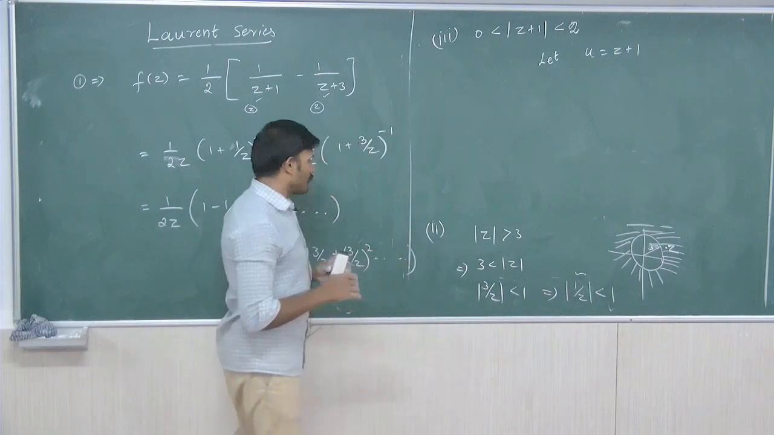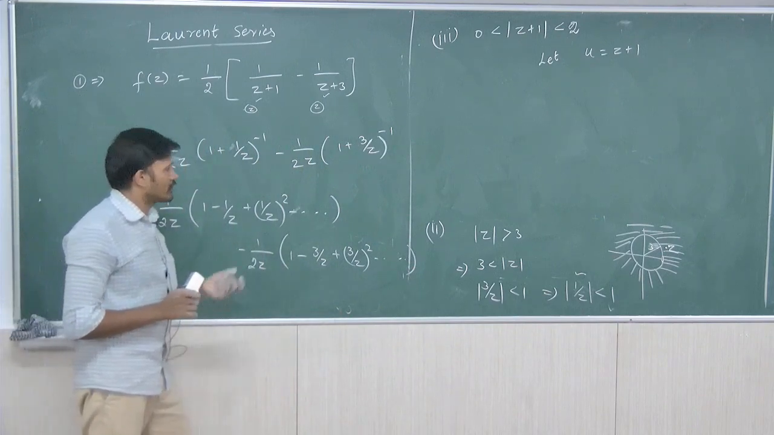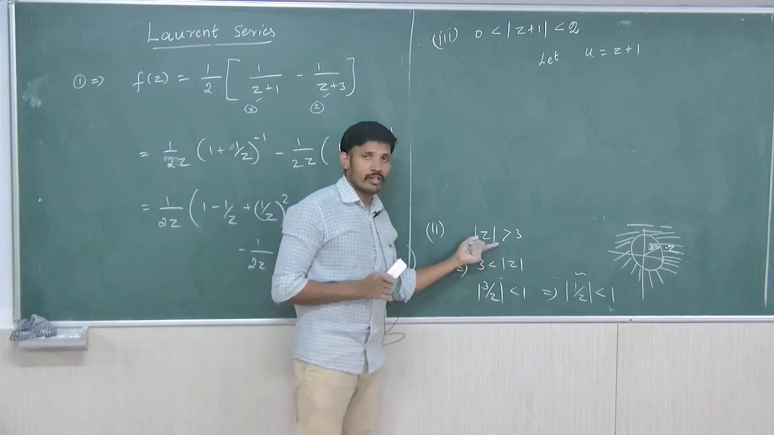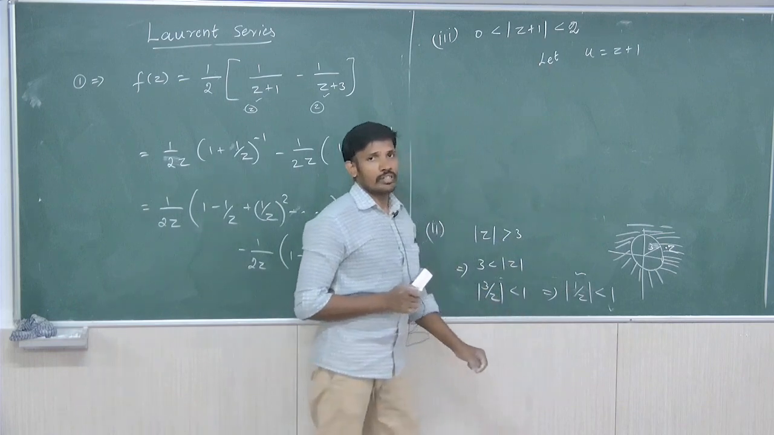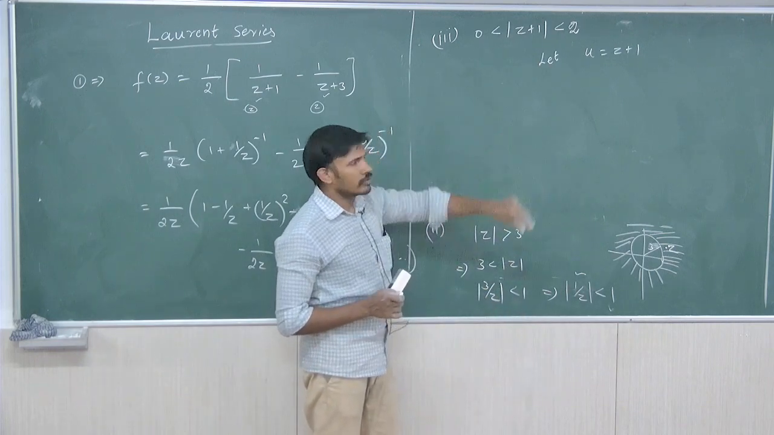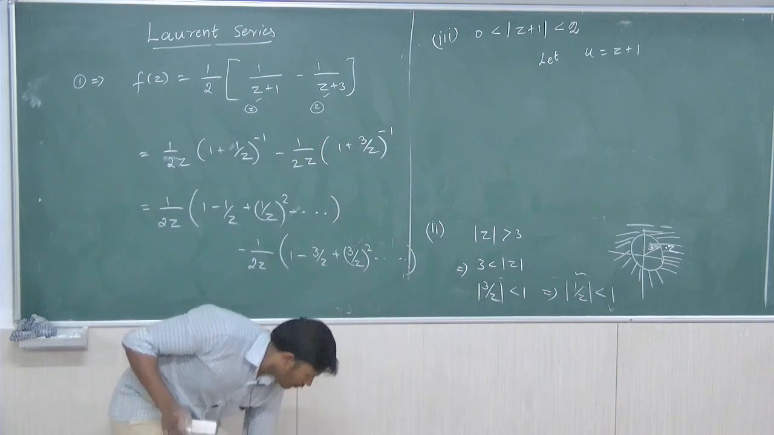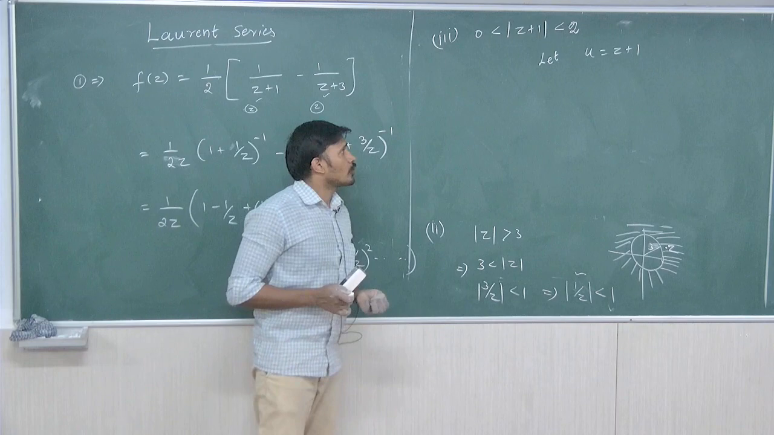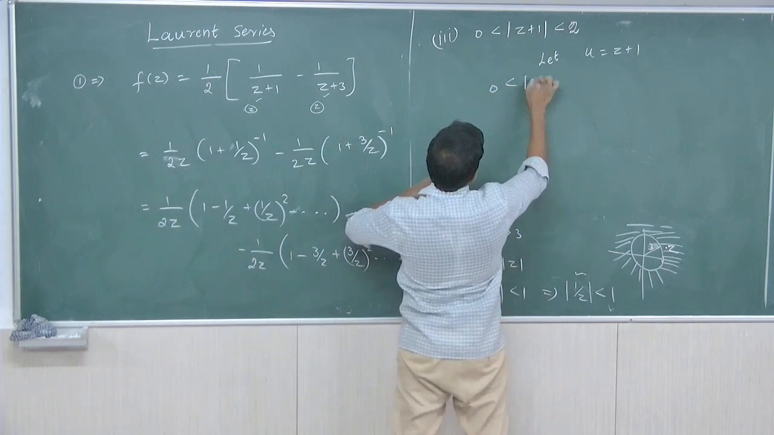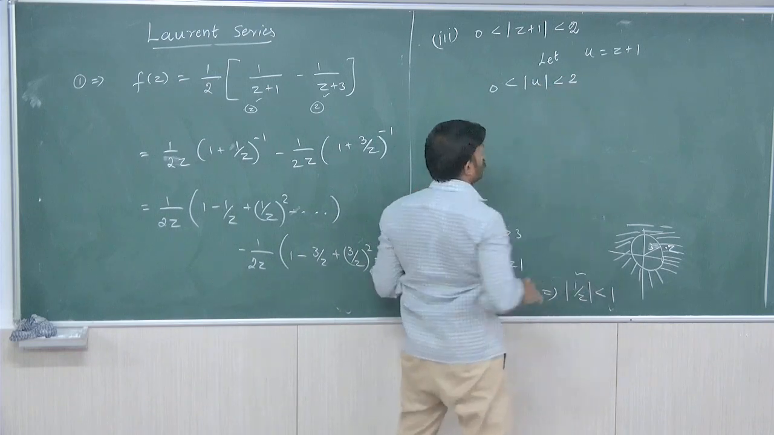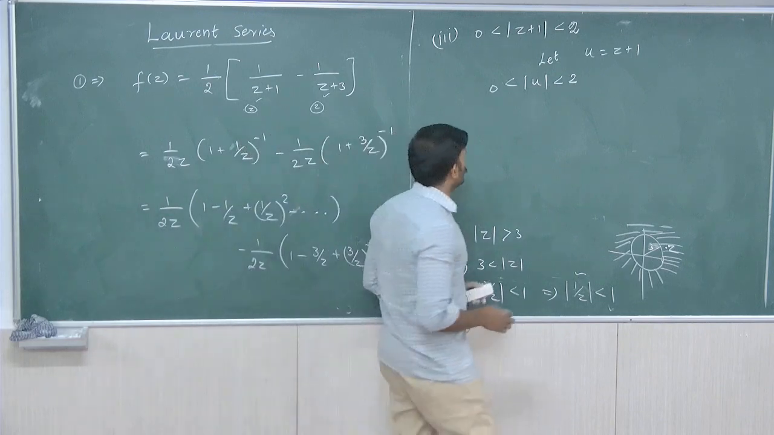So in the previous case, the region contained only modulus z. In the second region, also modulus z is coming. But in the third region, modulus z plus 1 is coming. So for that I am going to take z plus 1 as u. It is very easy to apply. So from that you may get modulus u less than 2. It is very easy to take.